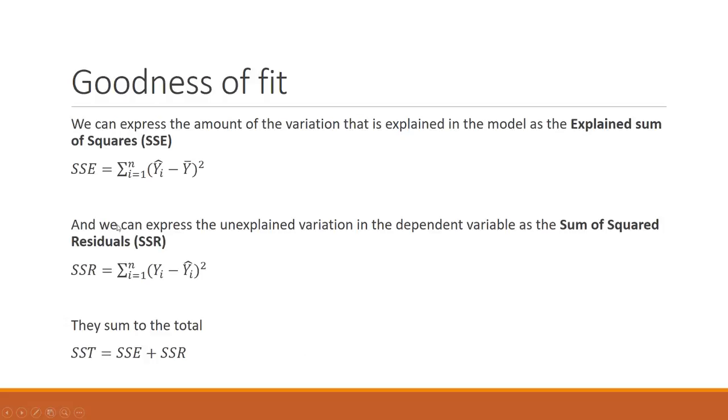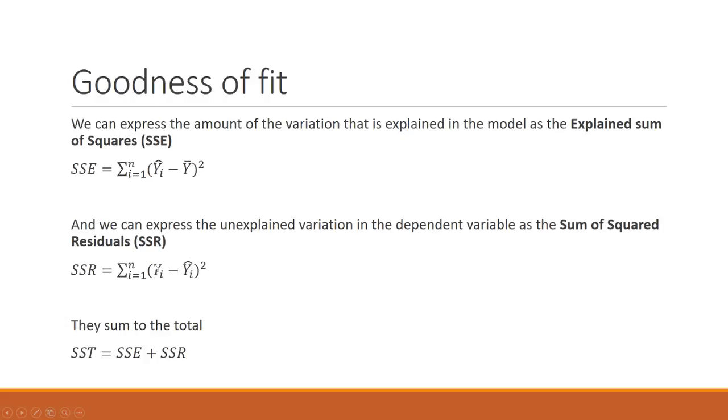And then lastly, we can express the unexplained variation in the dependent variable as the sum of squared residuals, or the residual sum of squares. In this case, we're looking at the residual. You remember this from last lecture.